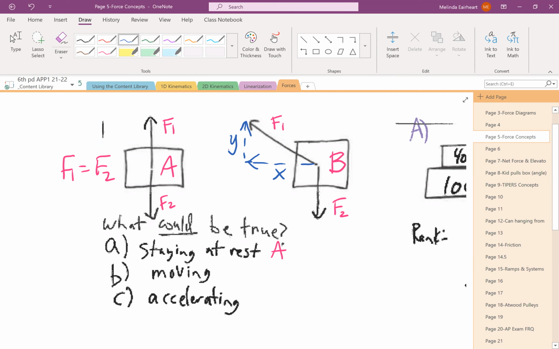Question B, could these objects, A only, B only, or both, be moving? A only, B only, or both? Could be moving. B could be moving, right? We've already talked how it has an unbalanced force. What about though A, if it has balanced forces, could it be moving? Be more specific. Tell me how it's moving.